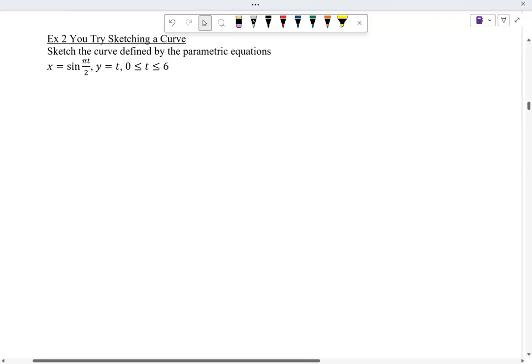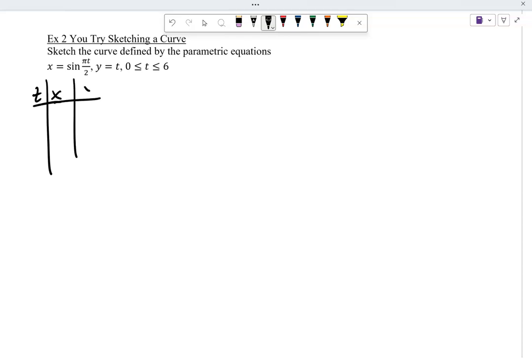Let's do another one here, and you can try this. Not a bad time to have you pause the video and try this one on your own. But I'm going to go ahead and make a table t, x, and y. We're going to go from 0 up to 6. And we got x is sine of pi halves t.